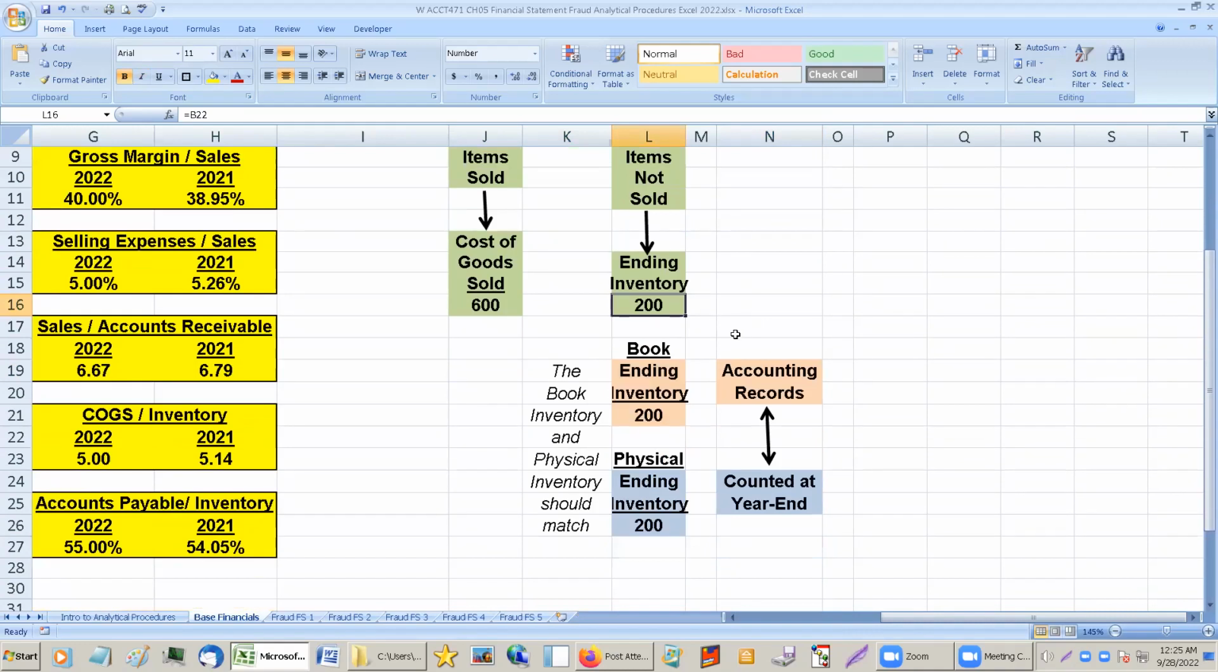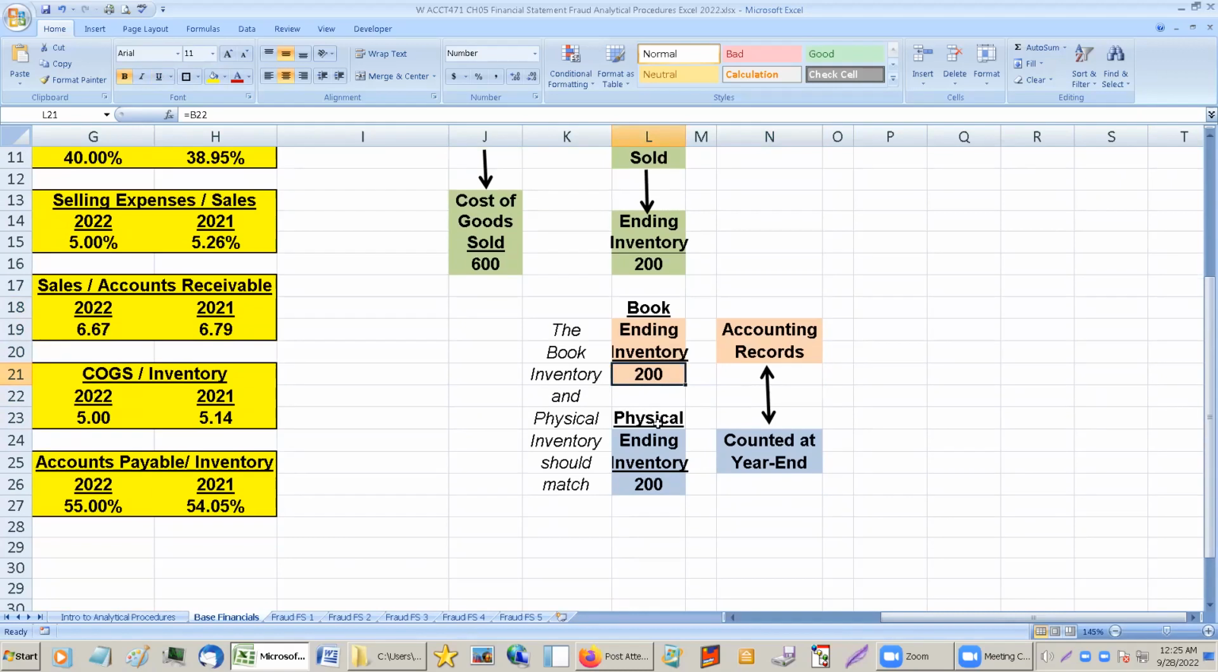Now, ending inventory. There's the amount you have on your books, the accounting records, the amount in your inventory, and it should match the physical inventory. So if there's no fraud, it should match or come pretty close. It may be off a little bit, but not much. So the book inventory should match the ending inventory or come pretty close to doing it.